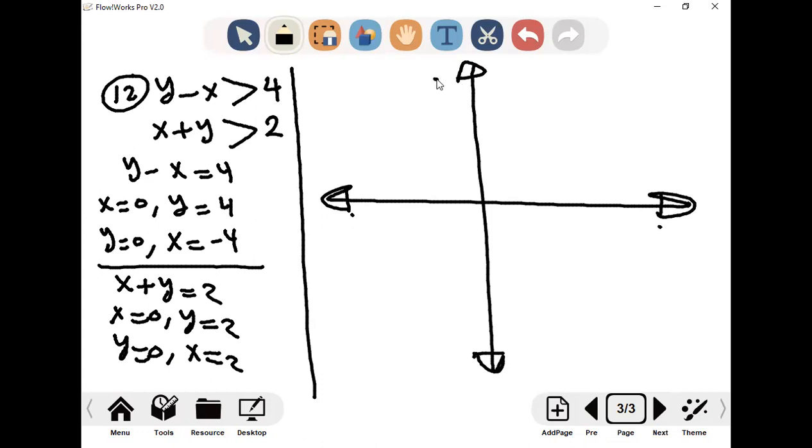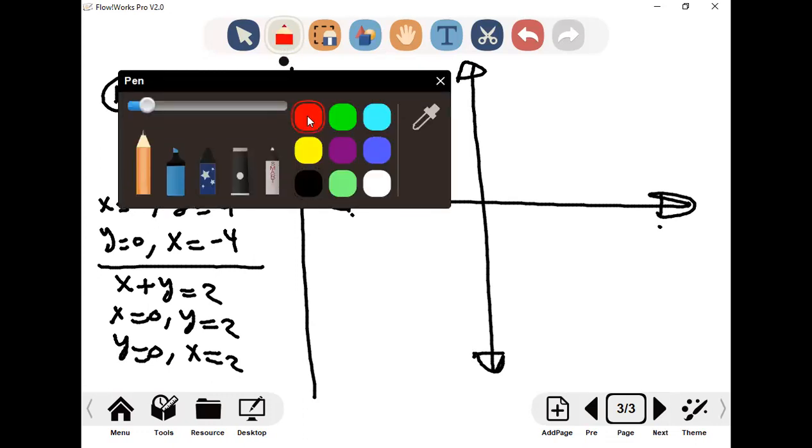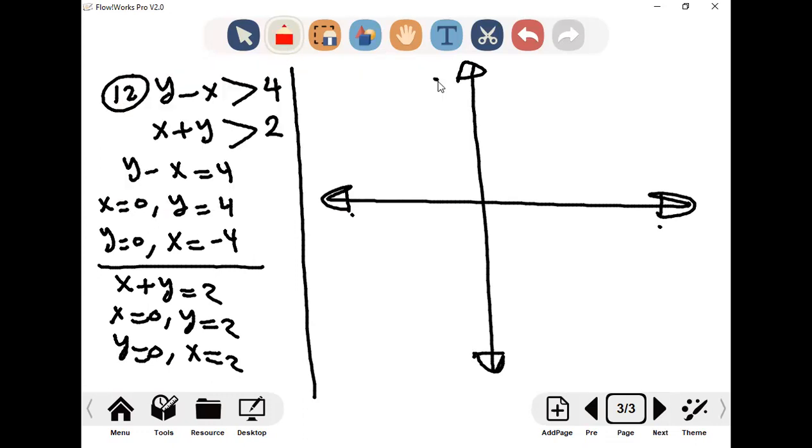Okay, the first one, let's use the red. The first one, 4 and negative 4. X is negative 4, and y is 4. We don't have an equal sign, which means it is a dashed line. Let's test the point 0, 0. Put in 0 minus 0, 0. Is 0 more than 4? No. So the region with 0, 0 is not the solution, but the upper region is the solution. You understand?